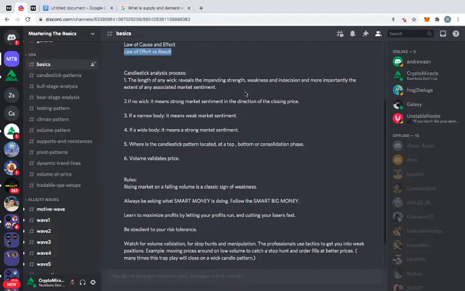Next is number 2. If there's no wick, it means there's strong market sentiment in the direction of the closing price. That makes sense, right? Because the candle closed. I put so much emphasis on candle closes, and that's why I have a calendar for TBB charts, total bulls and bears, just to look at candle closes.